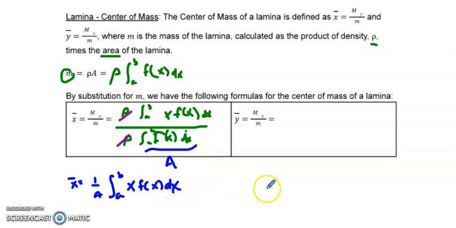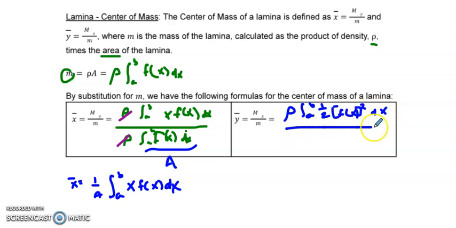Now we can do the same thing for y bar when we want to find the y value of the center of mass of the lamina. We start with the moment with respect to x, which we found in a prior video, as rho times the integral from a to b of 1/2 times f of x all squared dx, and then the mass of the lamina is rho times the integral from a to b of f of x dx.